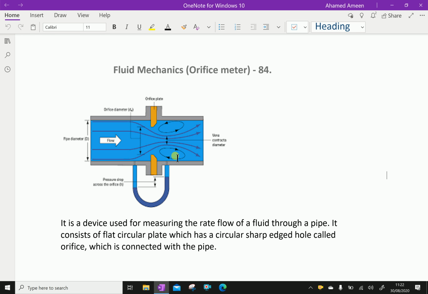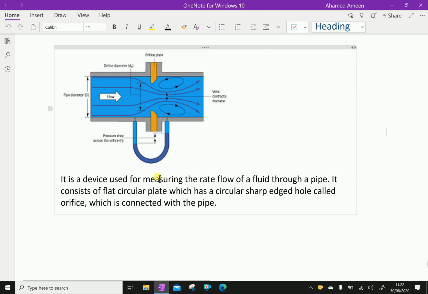Welcome to aminacademy.com. In fluid mechanics, let us discuss the orifice meter. It is a device used for measuring the rate of flow of fluid through a pipe.